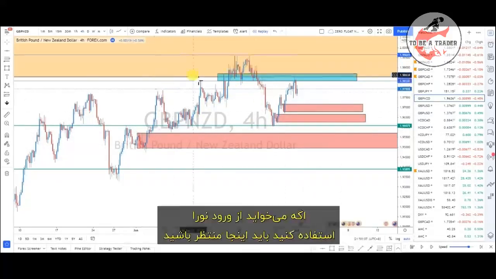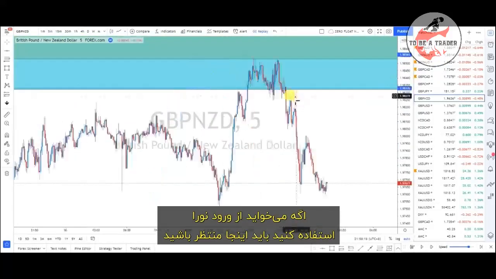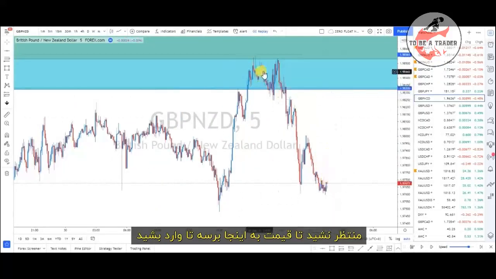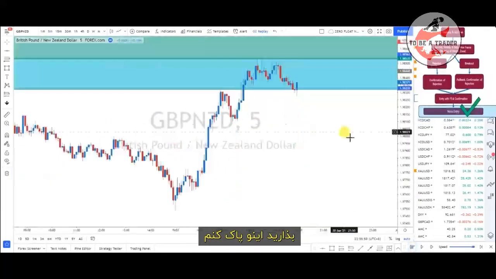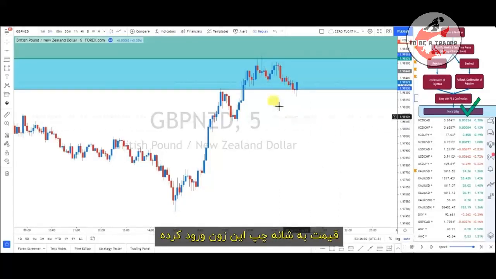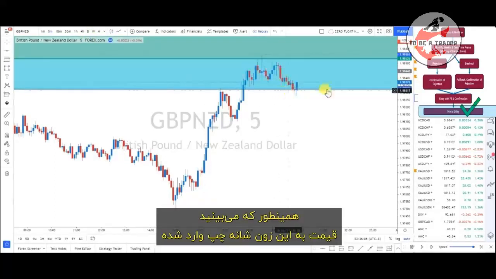Okay, so if you want to use the Nora entry, what you should do is I'm going to wait here. Don't wait for price to come up, but I will entry around here. So as you can see, let me delete here first. As you can see, guys, price has come into the left shoulder of this zone. Okay, so price coming to this left shoulder zone.